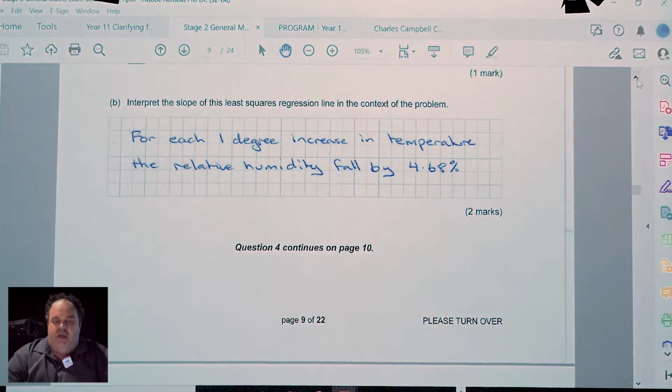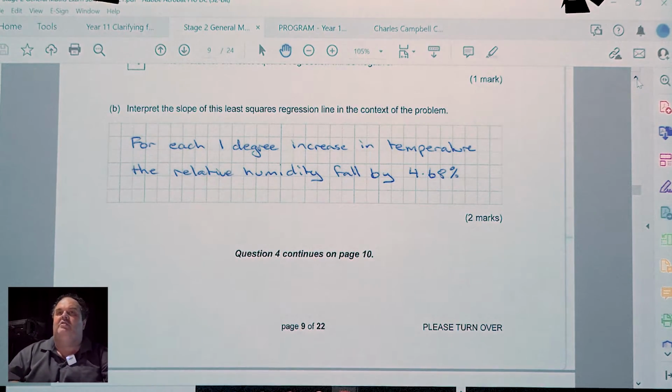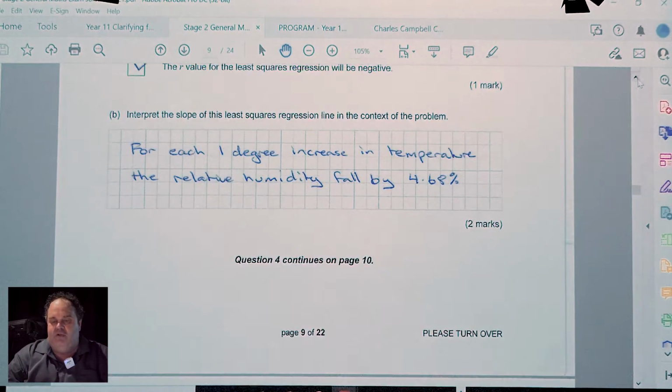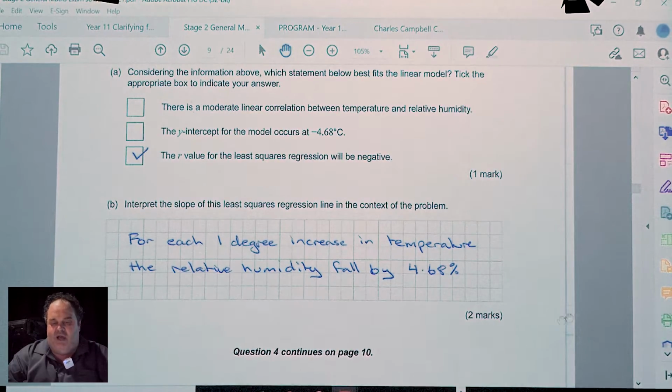Then the question asks us to interpret the slope, and this is where they're finding that the students don't understand what they're doing. When it came to interpreting the slope, you can almost give them a generic type of response, talking about dependent and independent variables. Because it's going down, and we know it's going down because it's -4.68, we can say for each 1 degree increase in temperature, the relative humidity falls by 4.68%.